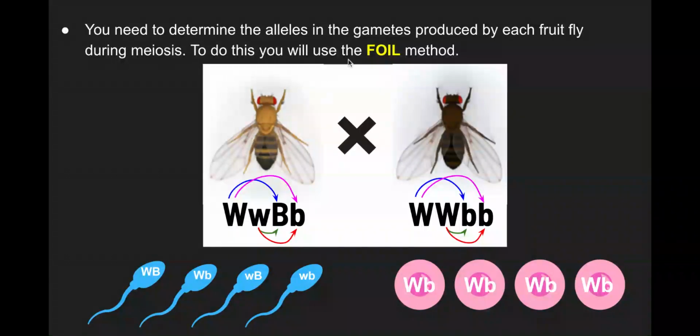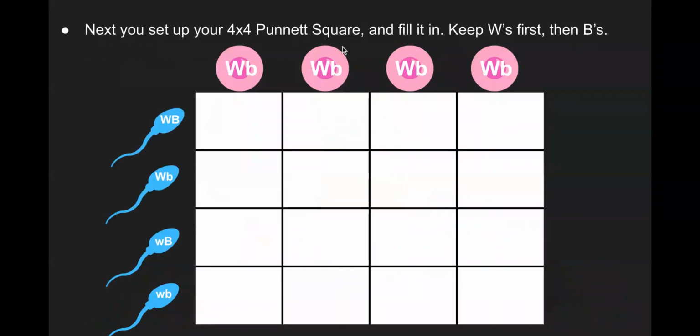This is just the first step in a dihybrid cross. You determine the alleles in the gametes produced by each fruit fly. Now you're going to take those gametes that were just produced and set them up in a 4x4 Punnett square. We have the female's eggs across the top and the male's sperm on the left side. And now we're going to combine those alleles inside each box.